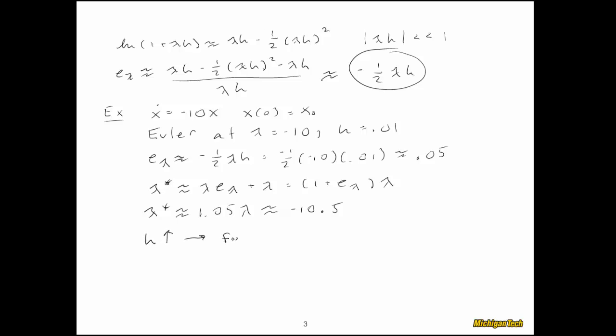Now what this means in this case is if we increase h, we're going to get a faster response. And this observation is true as long as the product, lambda h, absolute value, is much, much less than 1. So you don't want to go using this correlation for when this condition is not satisfied.